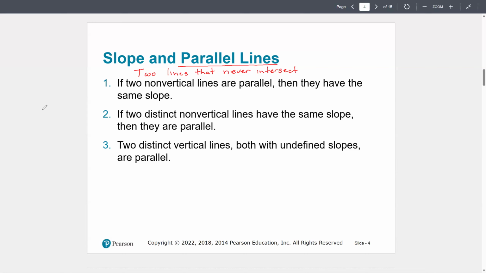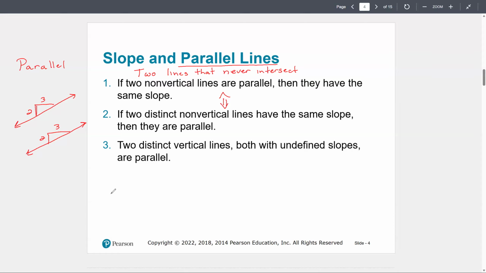So a way to think about it is if two non-vertical lines are parallel, they have the same slope, and vice versa. So this statement goes both ways. If two non-vertical lines have the same slope, they are parallel. So if we just happen to have two lines and we assess their slopes, both of these are going to have a slope of 2/3. We know that these lines have to be parallel.